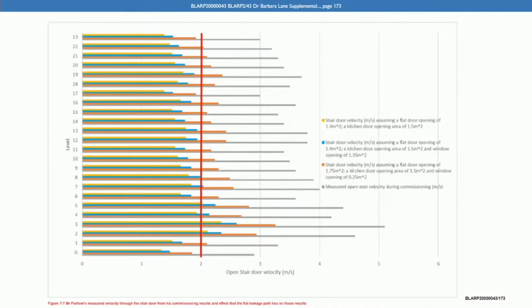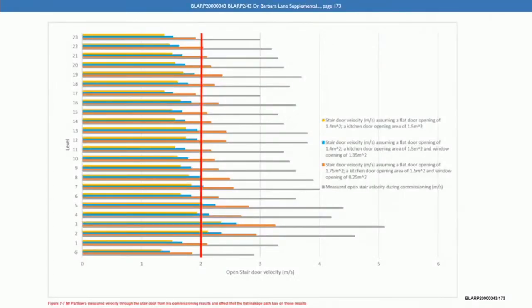So we can see that in many instances, more than 2 metres per second was measured during the commissioning, yes? Yes. And then in orange, we've got the velocity assuming a flat door opening of 1.75 metres squared, a kitchen door opening of 1.5 metres squared, and a window opening of 0.25 metres squared. Yeah. When I put those together, I had a look at what other modelling had been done in this area. I think Professor Torero used a similar figure for the window breakage when he was looking at the initial fire development in flat 16. It was in the back of one of his reports. I can't remember which one.